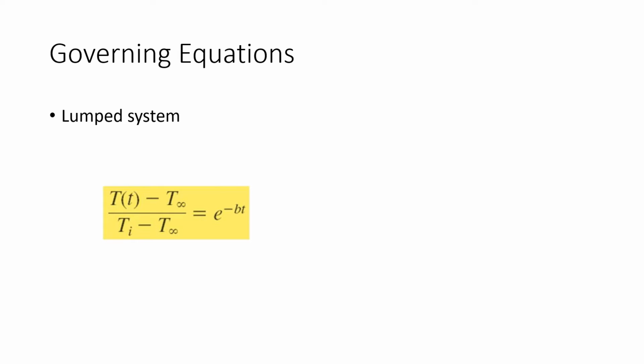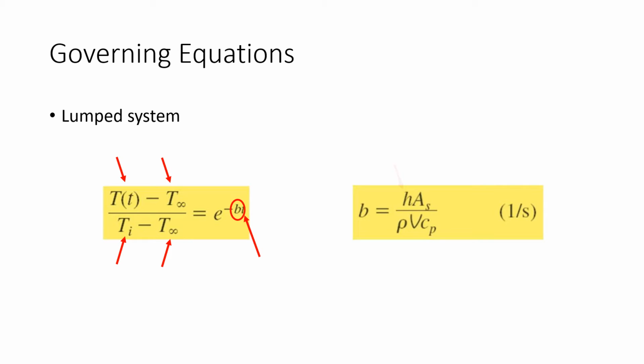So here's the equation for the lumped system. We know T infinity, we know the initial temperature, we are looking for the temperature after 4 seconds. So we know the time. We don't know this B value, but we can calculate it pretty easily. We know h, we know density, we know Cp. We can calculate the surface area of the sphere. We can also calculate the volume of the sphere. So we're good for this.